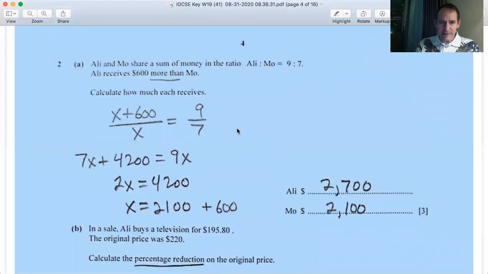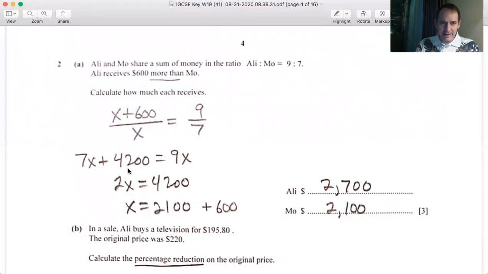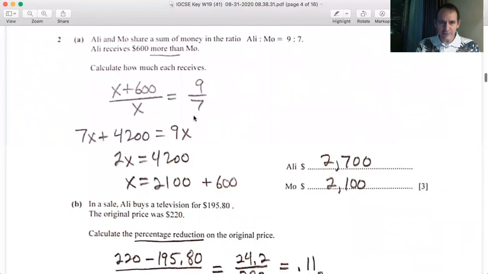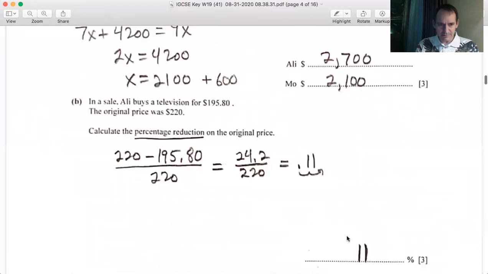Cross multiply, and you get 7x plus 4,200 equals 9x. Subtract 7x from both sides, 2x equals 4,200. So x, which again represents Mo, is 2,100. Ali is 600 more than that, so Ali is 2,700.